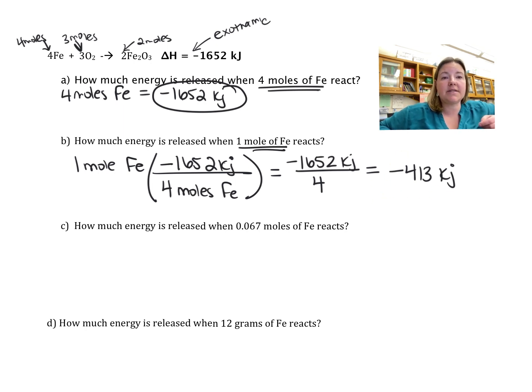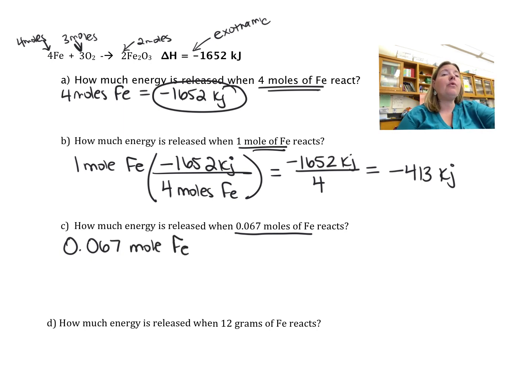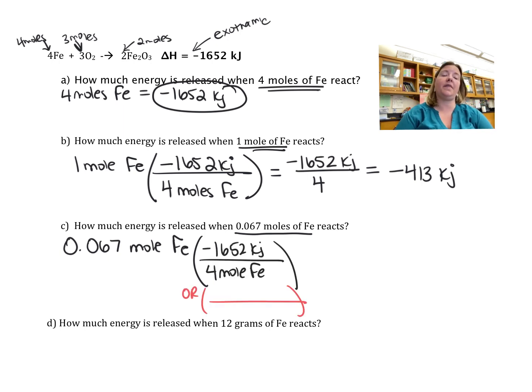Now the next one says how much energy is released when 0.067 moles of iron react. So again, we know that either 4 moles is going to produce 1,652 kilojoules, so we could use that. Or we could actually use the information that we calculated in B. We could use that 1 mole is going to produce 413 kilojoules. So basically we turn it into a conversion factor.